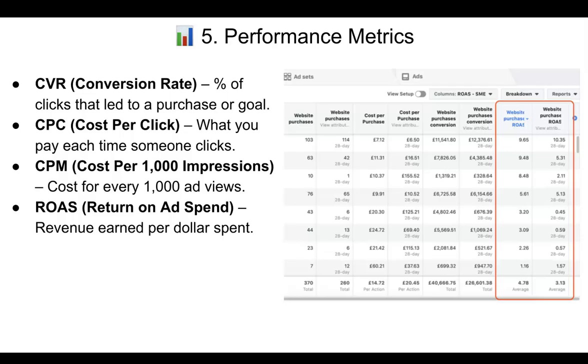And then last but not least, we have ROAS. Everybody is focused on ROAS, right? It's the return on your ad spend. They want to know the revenue earned per dollar spent, which is probably, in my opinion, one of the most important performance metrics out there.